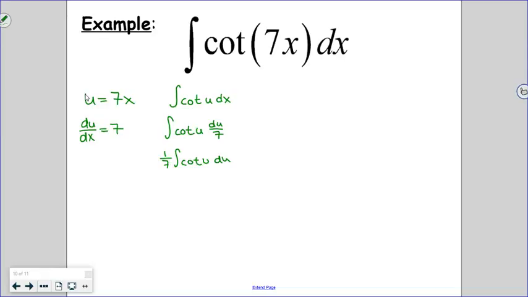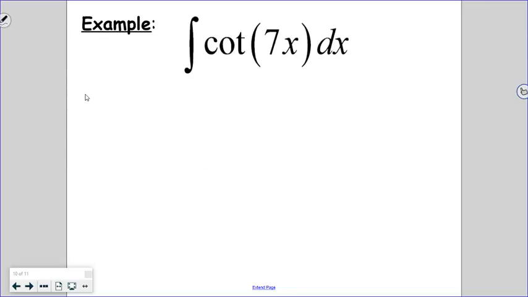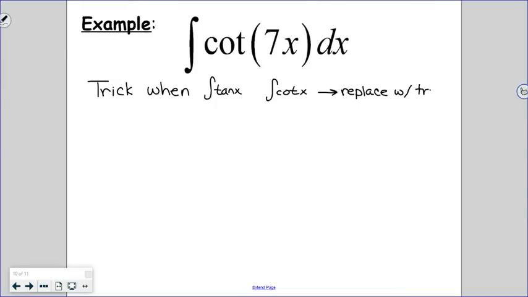Okay. Well, guys, what it turns out is there's a trick. So let's look at our trick. The trick happens when we are looking at the integral of tangent or the integral of cotangent, which are similar to each other, right? In fact, they're just reciprocals of each other. And the trick is this. We're going to replace with their trig identity.